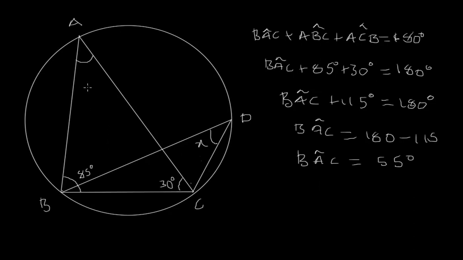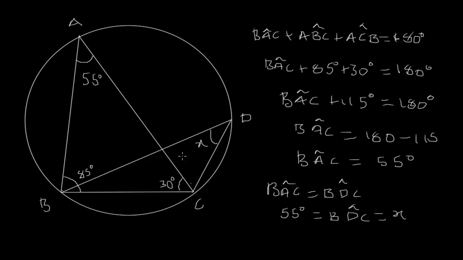But we're not looking for BAC. What we are looking for is angle BDC. But what is common? Well, BAC and BDC are both coming from the same points, which are B and C. So we say BAC is equal to BDC. So BAC is 55 degrees, so therefore 55 degrees equals BDC, which is equal to X. So we found the value of X to be 55 degrees.